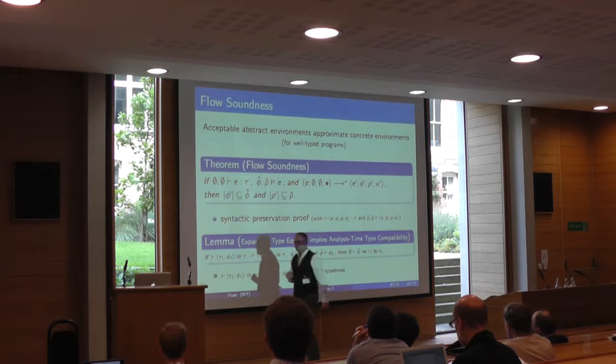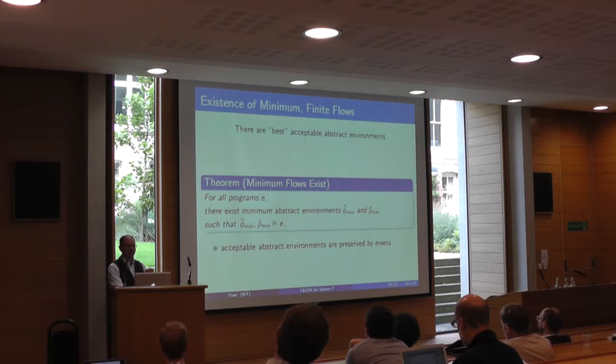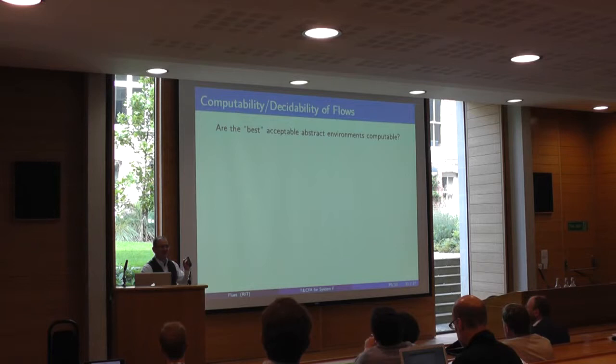So, as I mentioned before, there are best analyses. So there's a best acceptable abstract environment. There's a minimum one, that's the one that we're actually interested in. Not so interested in the proof here. But I am interested in another question. Can I actually compute these? Right? Analysis is not so good if I can't actually produce that minimum one for you.